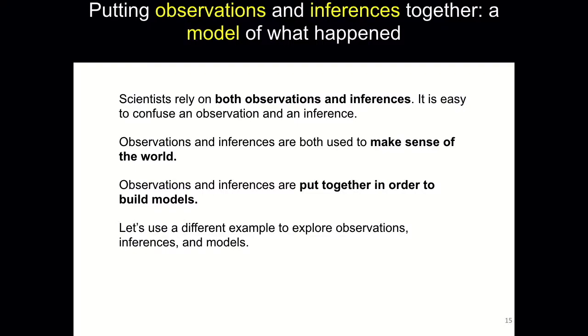So the key point is observations and inferences are crucial for scientists to make sense of the world, but it's also very easy to confuse an observation and an inference. Observations and inferences both make sense of the world. We couldn't understand the world without both of these. They're both very important. And observations and inferences are combined or put together in order to make a model. Well, let's use a different example to explore observations, inferences, and models.